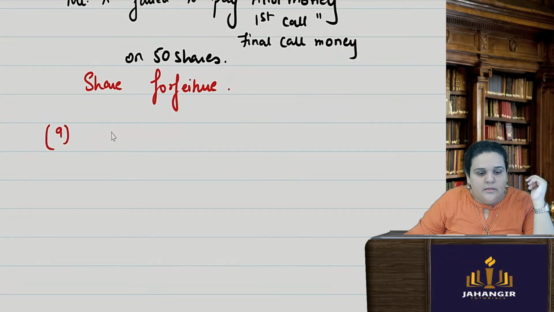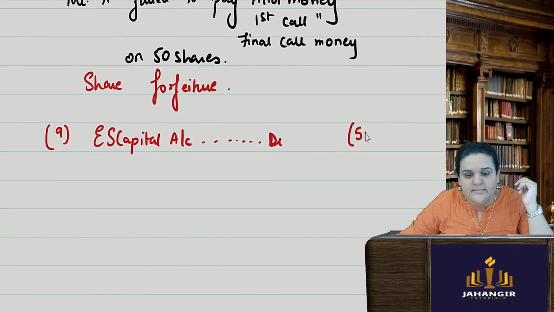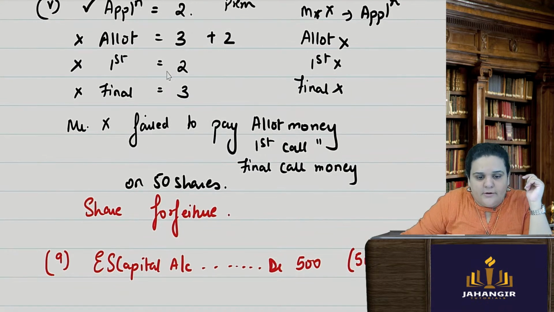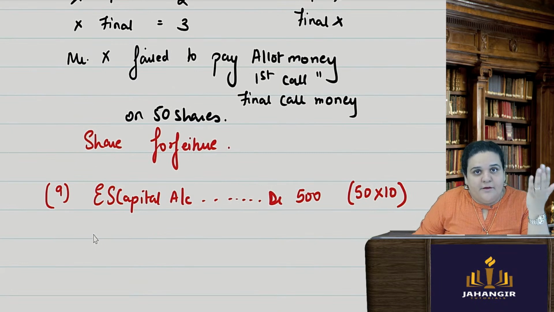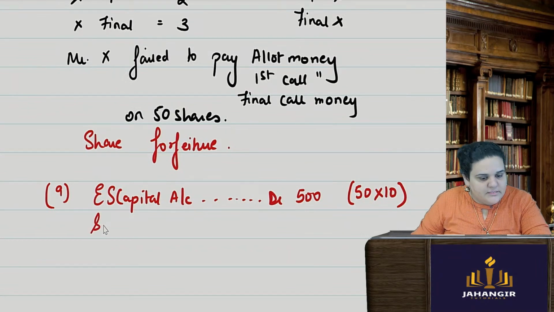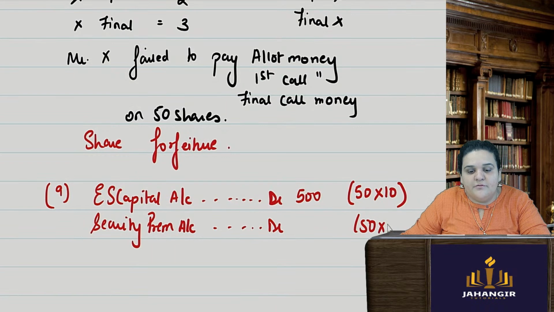So here, equity share capital account debit. I'm going to cancel his 50 shares. Face value of the share is 10 rupees, so 500. Mr. X has also failed to pay me this securities premium. Since I have not received it, whereas when I received it I was crediting my securities premium account, now I will debit it. Securities premium account debit. On 50 shares, I have not received rupees 2.